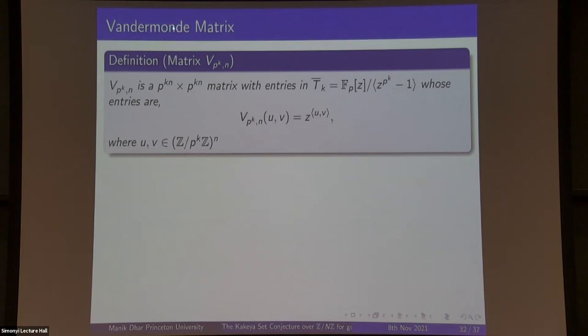And let me finally define what the matrix V is. So V is going to be a matrix with entries which are polynomials in Z. And the (u, v) entry is going to be little z raised to the inner product of u and v, where u and v are going to be entries in Z mod p^k. Okay, so this is a matrix with polynomial entries.